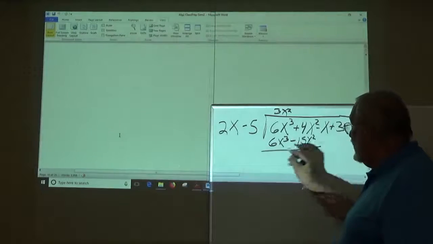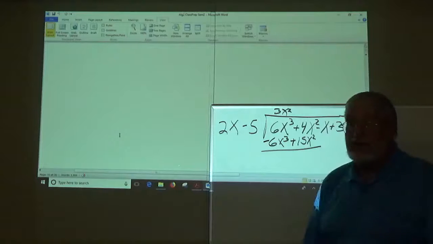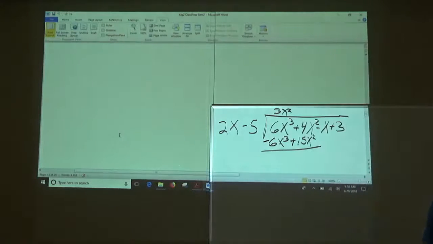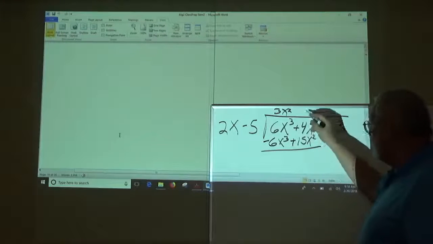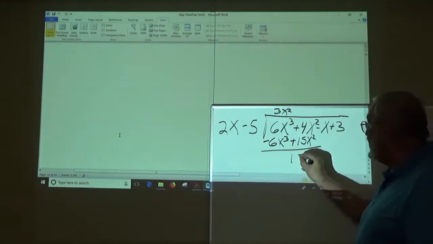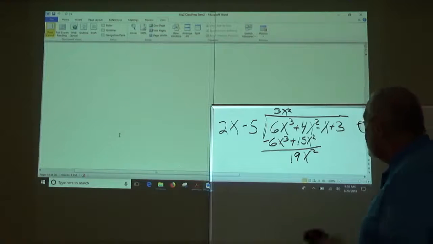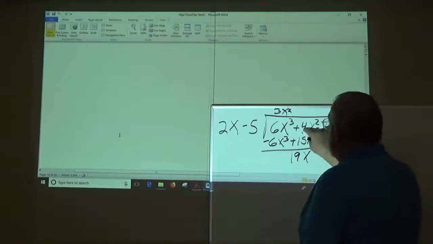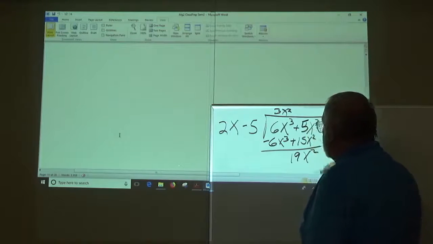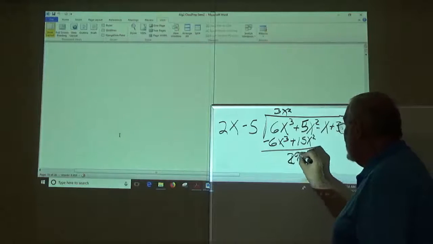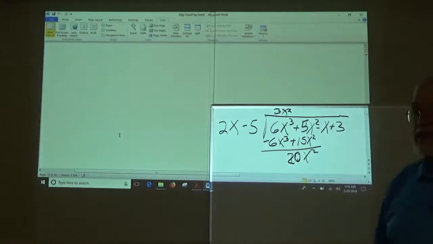So what I'm going to do is multiply by negative 1. This will become negative, this will become positive. Now I can add them and I'll make fewer mistakes. 6 plus negative 6 is 0. 4 and 15 is 19x squared. Okay, I'm going to change this problem so that the number works a little better. Change that to 5, so this is 20. Can we do that? Yes, go ahead and do that.